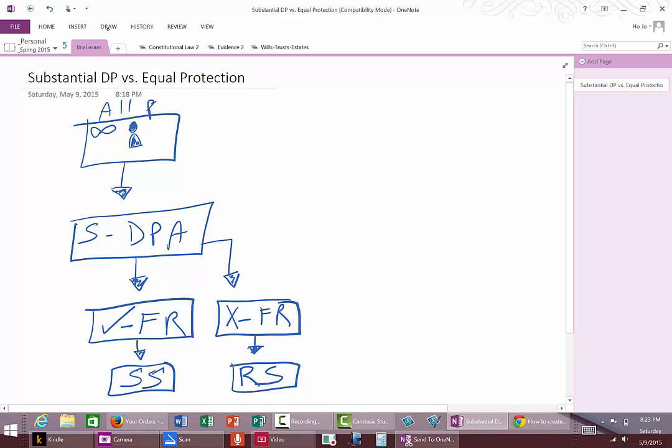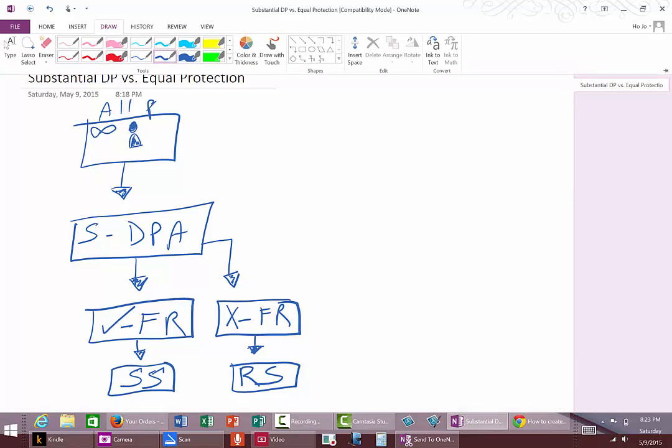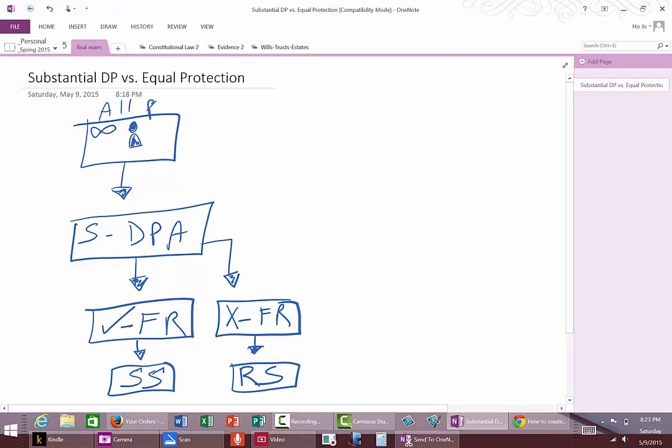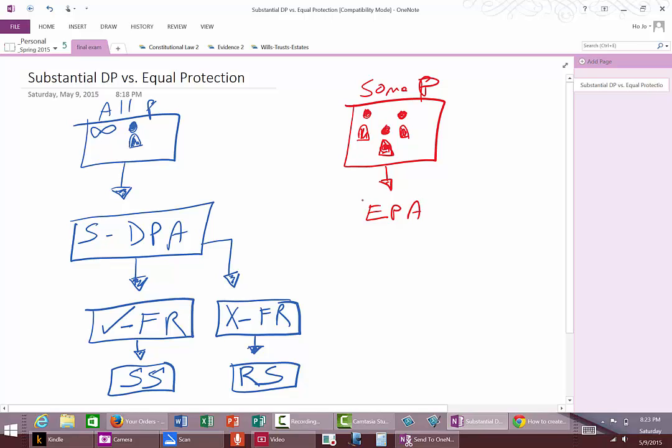And then shifting gears away from that into the equal protection analysis, just right next to that, I'm going to do a symbol for some people, which will be 3 people, I guess. You know, 3 people here are representing the idea of some people as opposed to all people. So if it's some people, then that is going to be an EPA, equal protection analysis. And under that analysis, you're going to have 3 sub-possibilities.